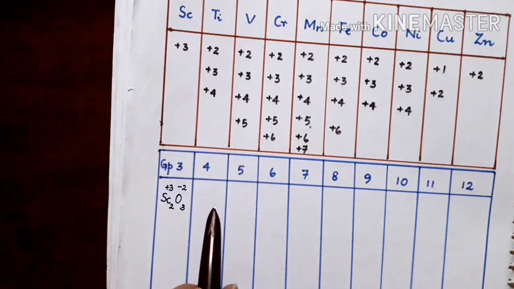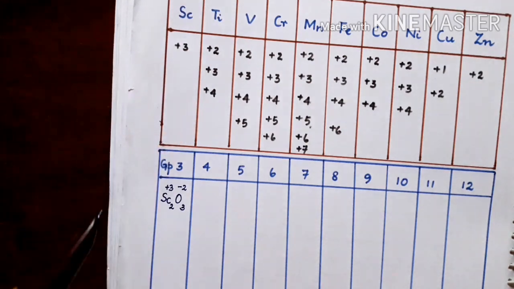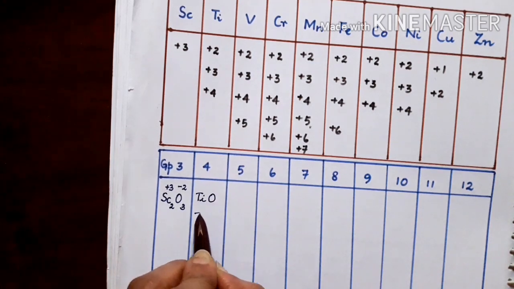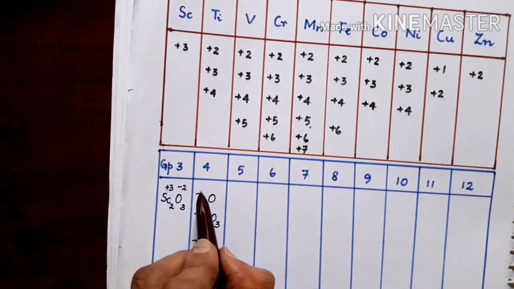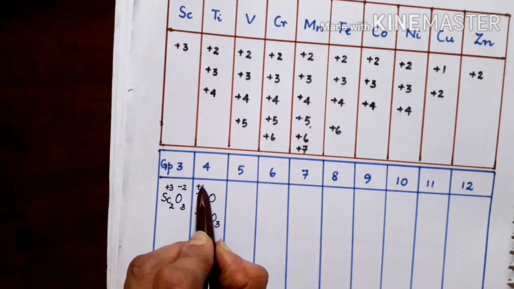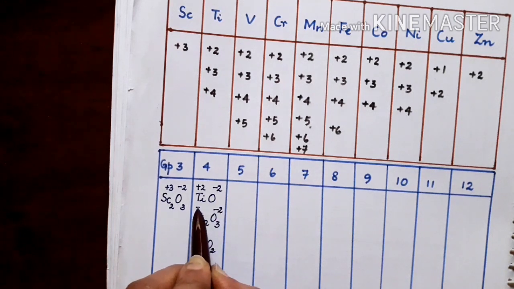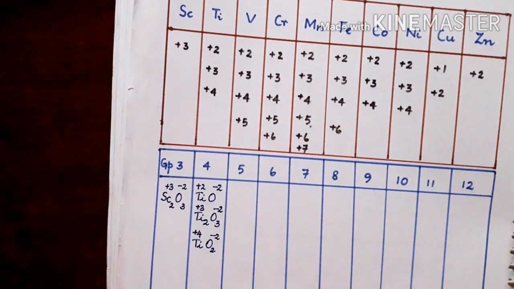Likewise, titanium will show a variety of oxidation states starting from +2 to +4, which will give rise to TiO, Ti2O3 and TiO2. Here, the oxidation state of titanium will be +2 because oxygen is -2. Here it is -2, so this becomes +3. This is having +4 as the oxidation state. Hope it is clear. Now coming to vanadium.